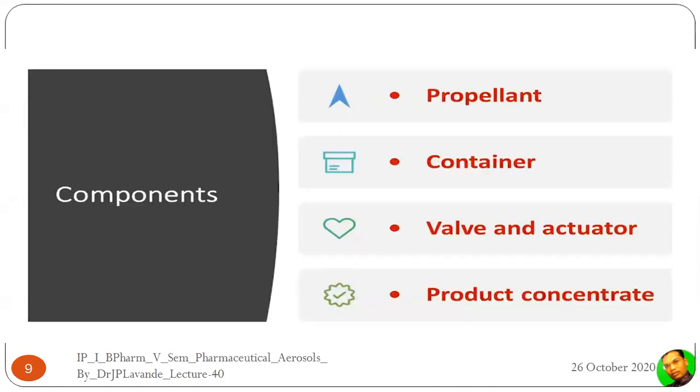Now, as far as the components of any aerosol system are concerned, it consists of four basic components: propellant, container, valve and actuator, and the product concentrate. Product concentrate is nothing but your therapeutic agent, which is to be delivered in the form of a fine mist. Valve and actuator are the devices used to expel the content. The container is for holding the content, and the propellant is used to expel the content out of the container.